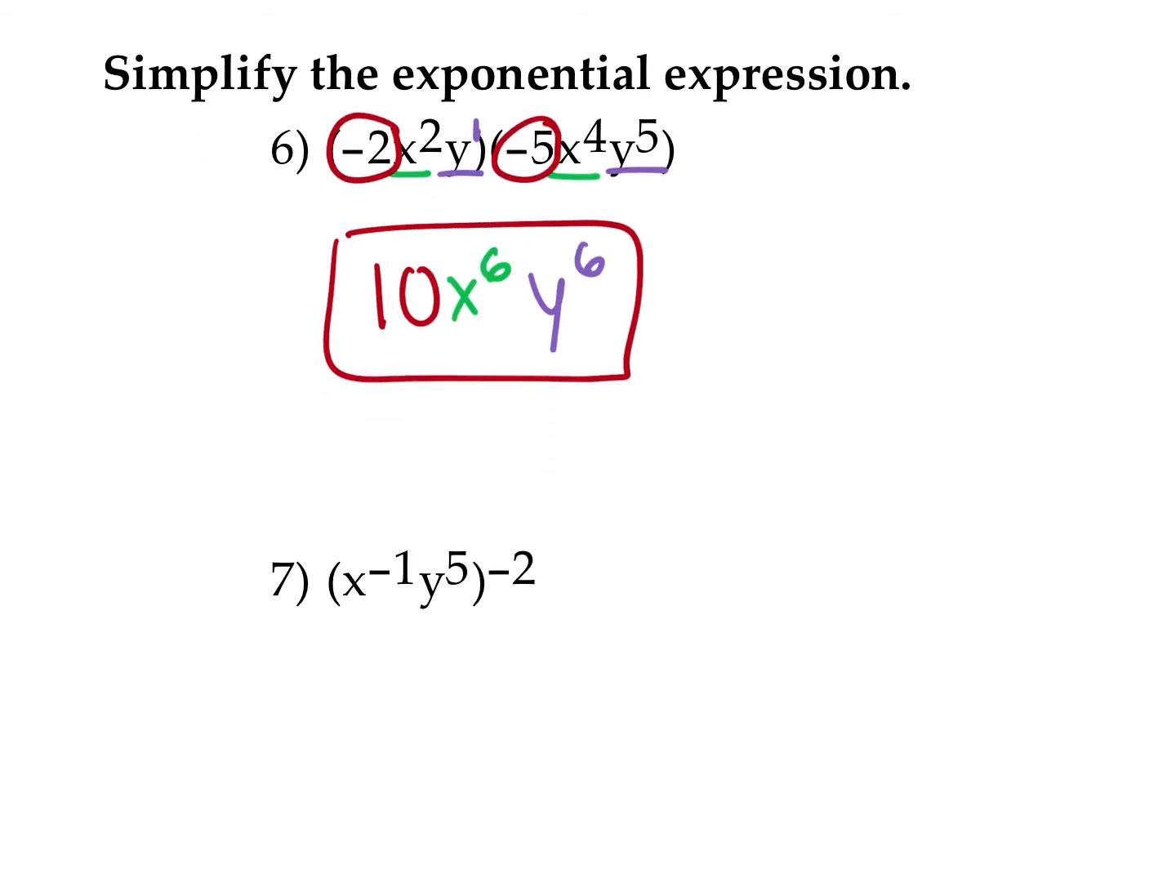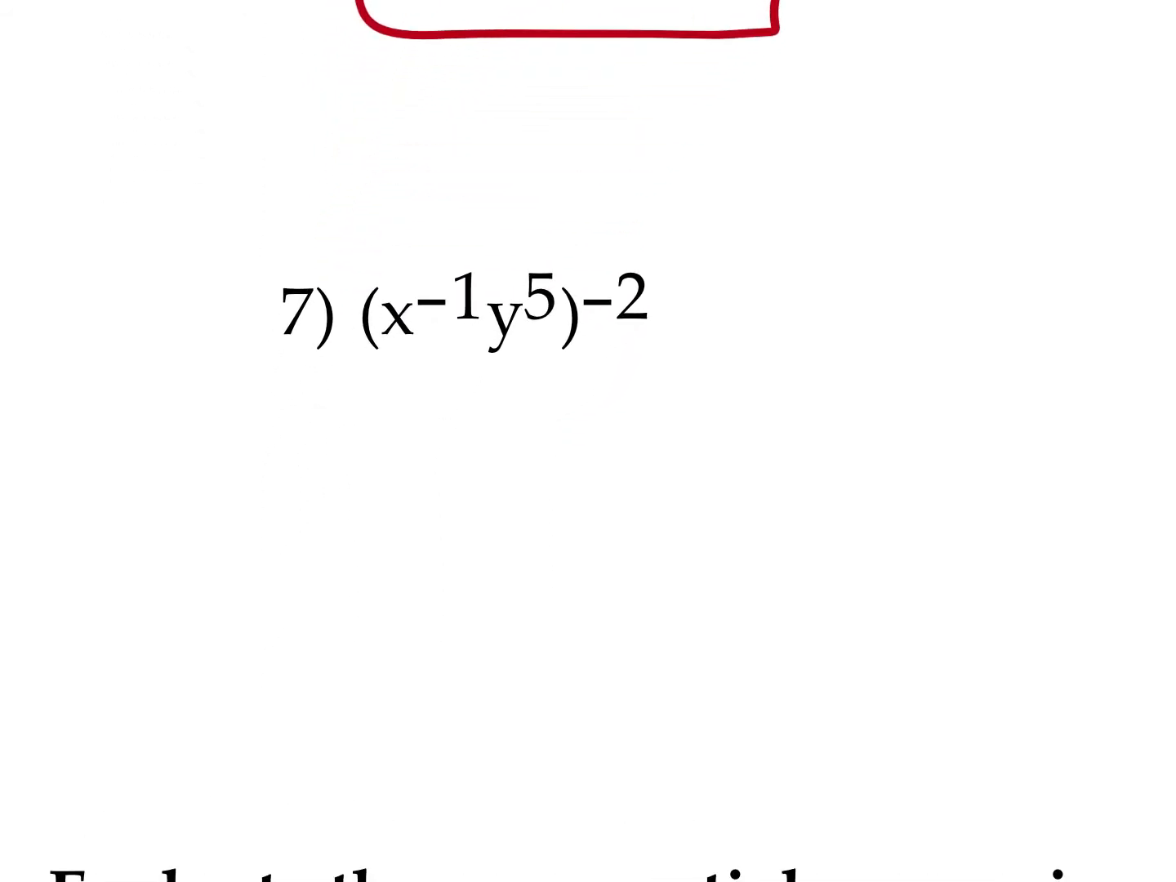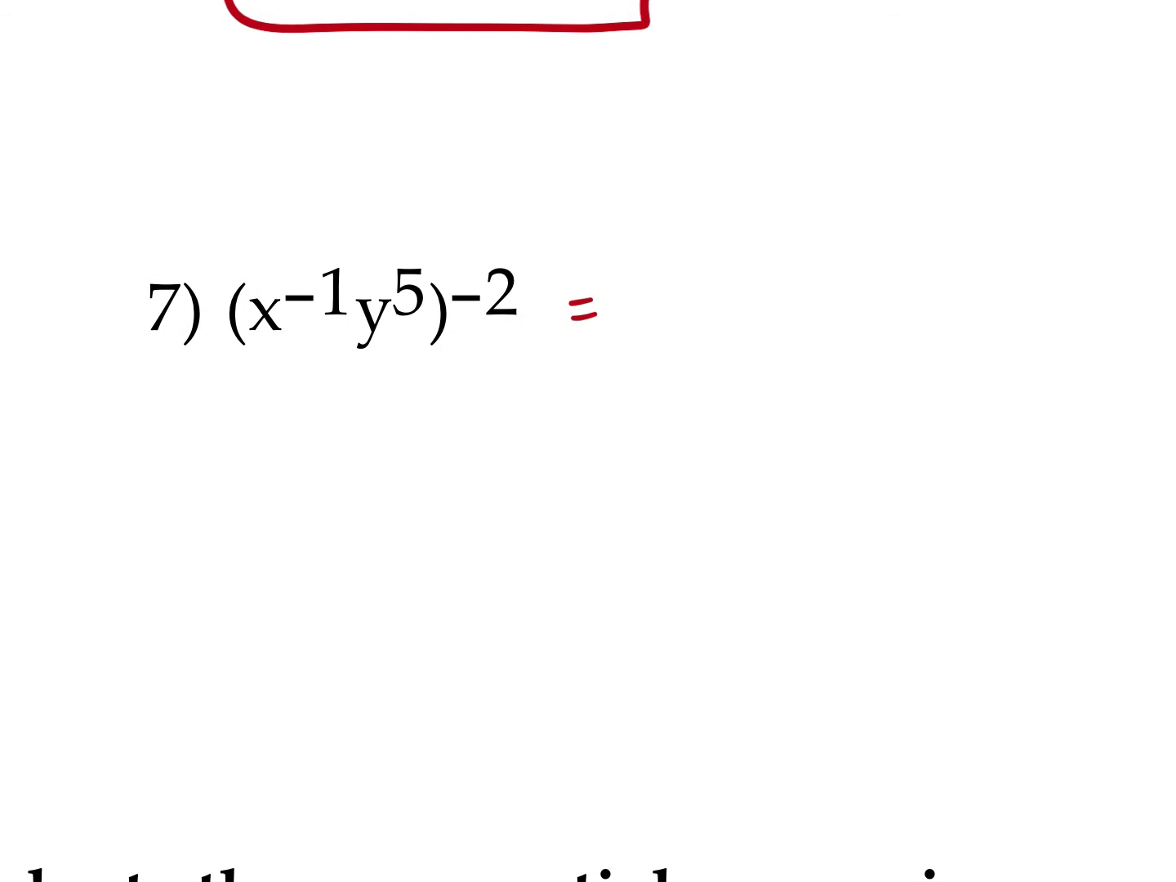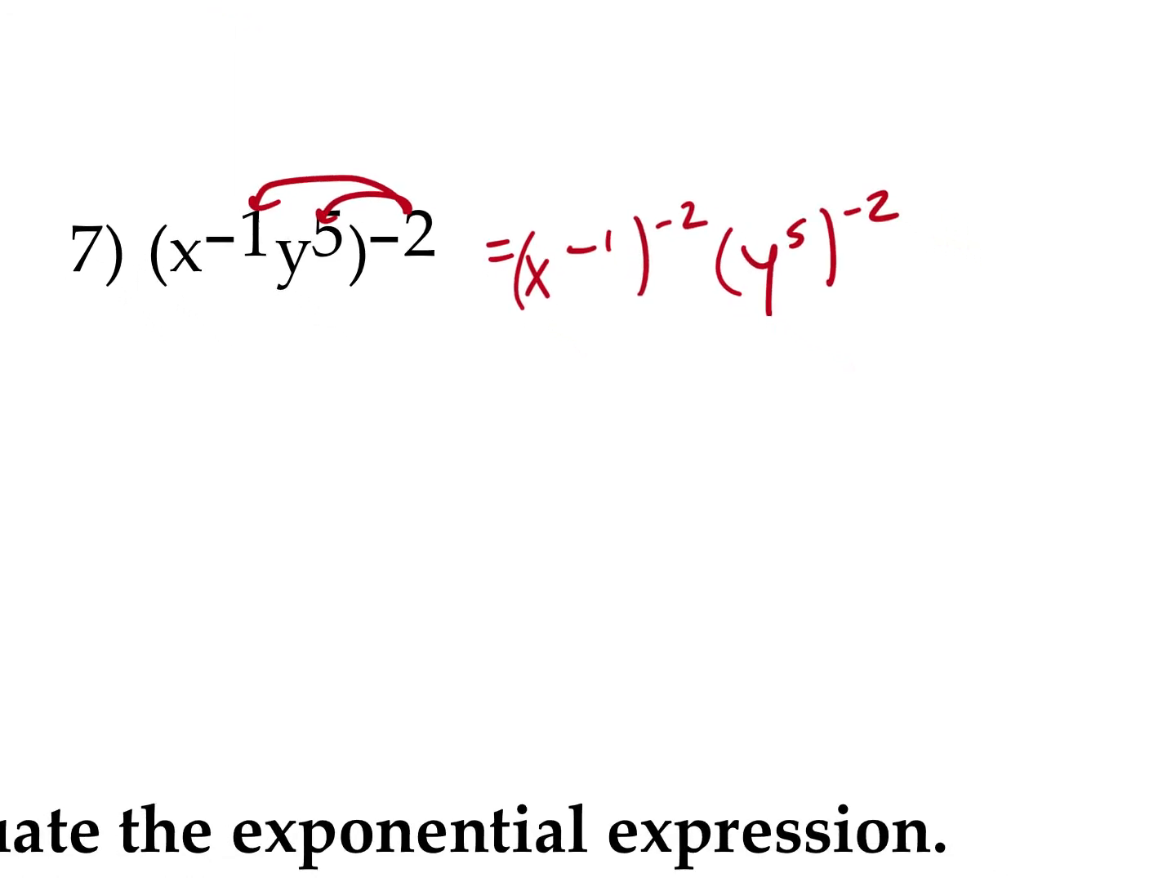All right, 7. What should I do first? I could either flip them or distribute. Either way works. I'm going to distribute first. So I have x to the power of -1 to the power of -2 and y to the power of 5 to the power of -2. What can I do next?